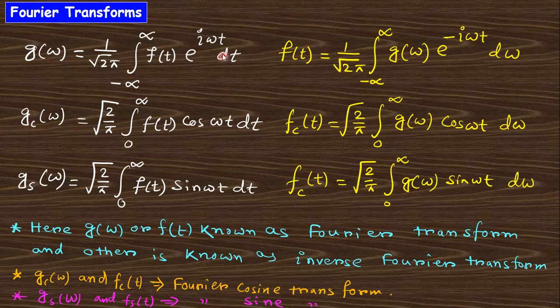Here, in the exponential you have two components, the cosine and the sine. If you take the cosine component, this will be the Fourier cosine transformation, and its reverse transformation will be like that. And in case of the sine part, this is the Fourier sine transformation, and this is the inverse Fourier transformation. Here g of omega and f of t are known as the Fourier transform and the inverse Fourier transform. If you take this as the Fourier transform, then this will be the inverse Fourier transform, and vice versa. G_c of omega and f_c of t are the Fourier cosine transforms, and these two are the Fourier sine transforms. I think it is clear about the Fourier transform and its different forms.